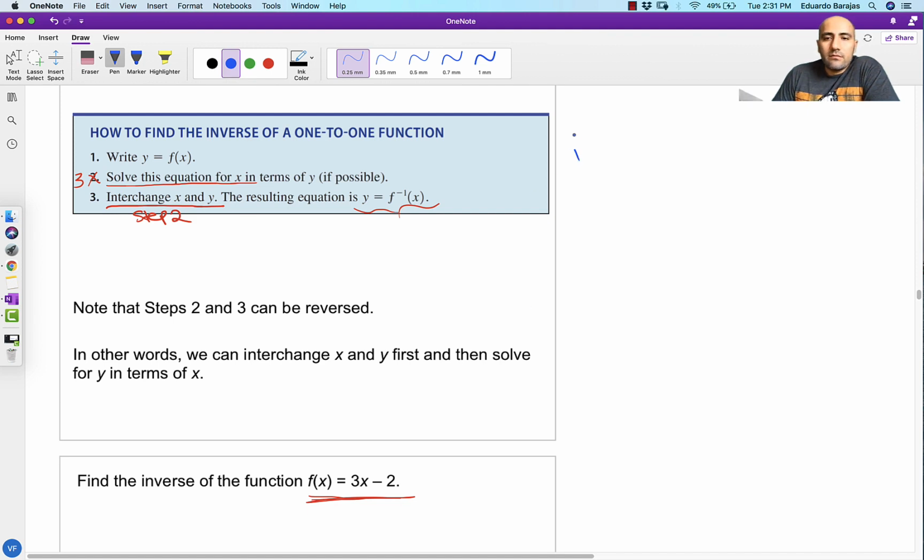Okay, let's write it up here. Number 1, we're going to let y equal f of x, right? So get rid of the function notation. That's what step number 1 says. So all we have to do is rewrite this as y equals 3x minus 2.